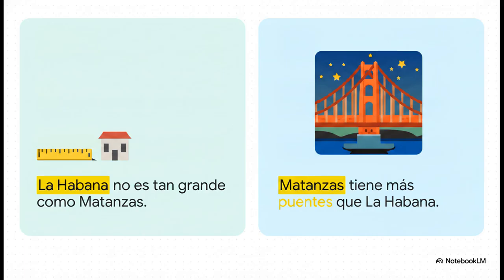First, Laura makes an observation about physical size. She notes that Havana is not as big as Matanzas. She's using our equality adjective formula here, but she simply makes it negative. La Habana no es tan grande como Matanzas. Juan counters this by talking about infrastructure. He points out that Matanzas actually has more bridges. Since bridges are nouns, he perfectly deploys the noun superiority formula. Matanzas tiene más puentes que La Habana.